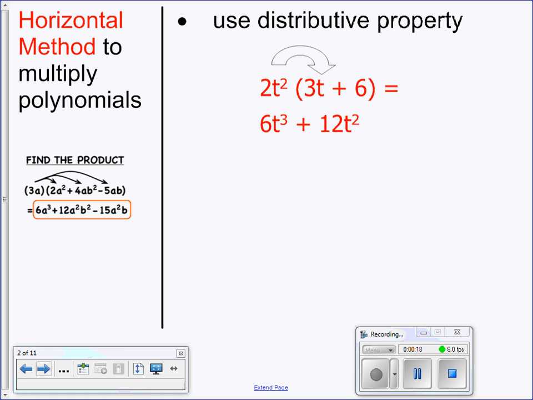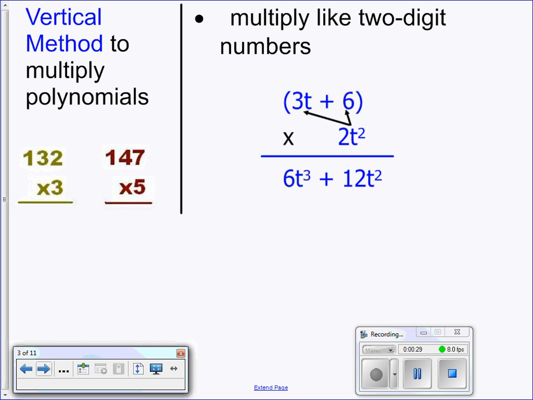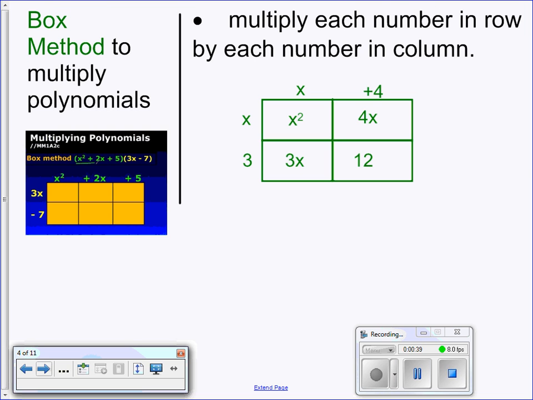So 2t squared times 3t is 6t cubed, and 2t squared times 6 is 12t squared. The vertical method is exactly the same thing. It's just set up the way we would do multi-digit multiplication, like they're two-digit numbers. The box method is when we multiply each number in the row by each number in the column.